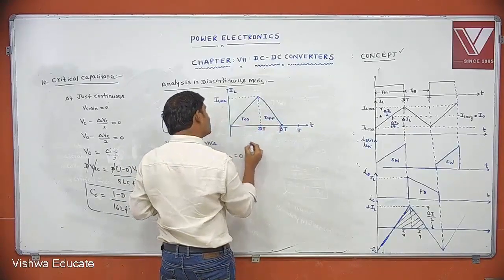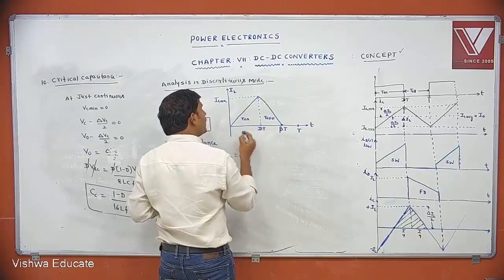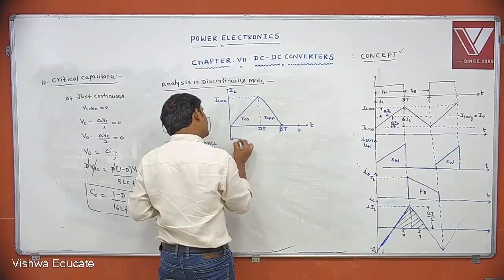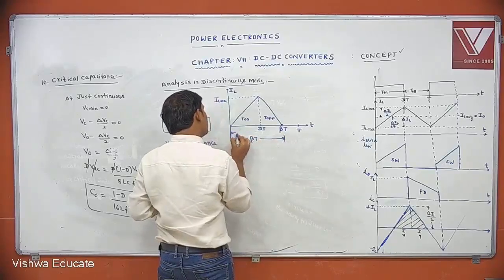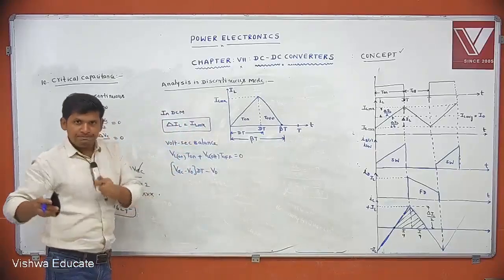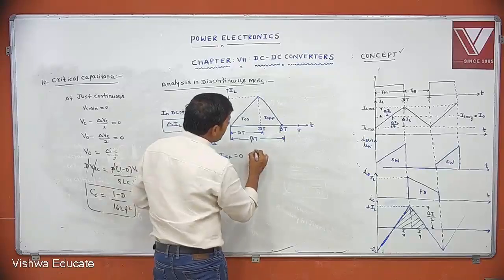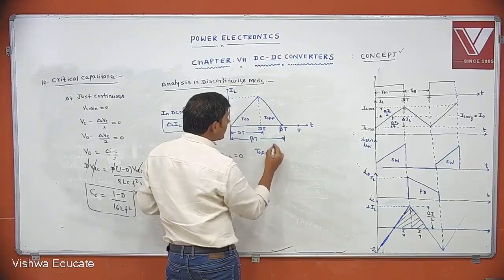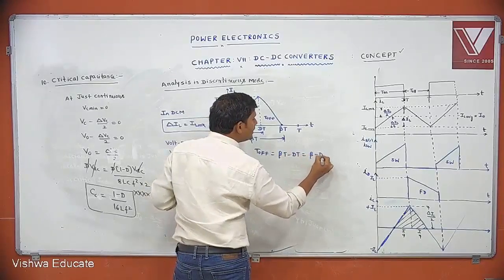Then can you find what T off is equal to? This is dT. This is beta T. From this point to this point is beta T, and this is dT. Then what is T off? T off equals beta T minus dT, that is beta minus d into T.